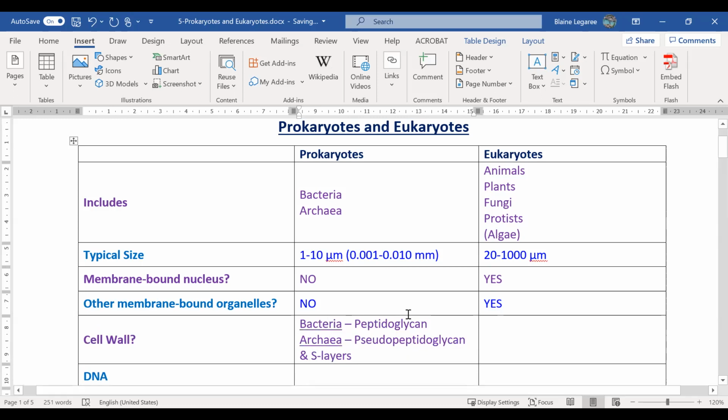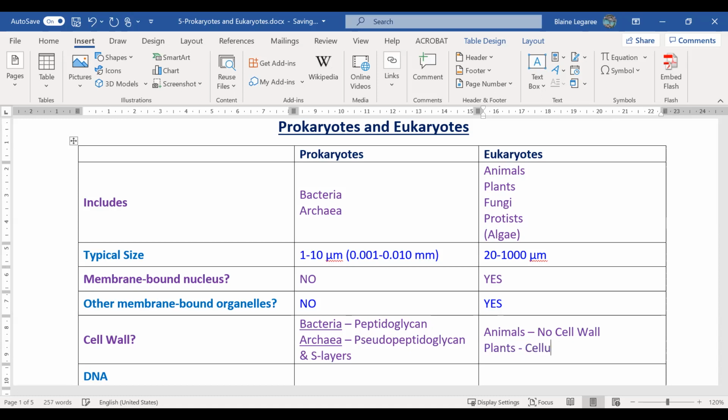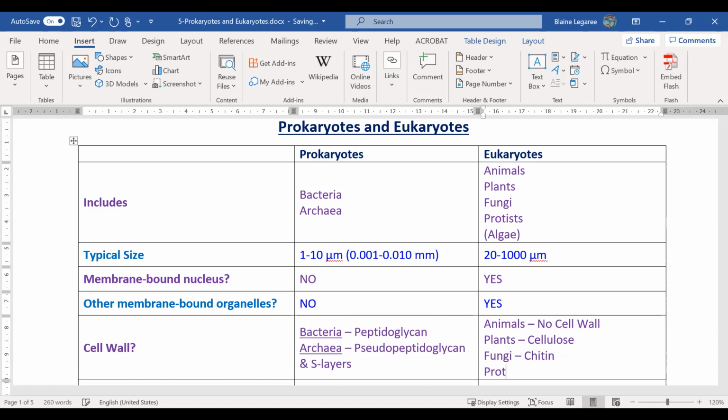What about eukaryotes? Animals, there is no cell wall, although sometimes they might have an extracellular matrix. I'm not going to write that part down. Plants, what do they have? They have cellulose as part of their cell wall. What about fungi? Fungi have chitin, and then we have the protists.